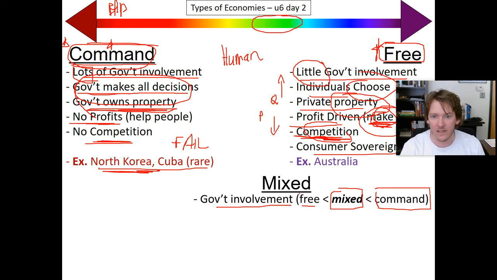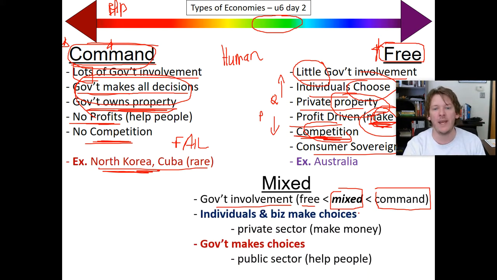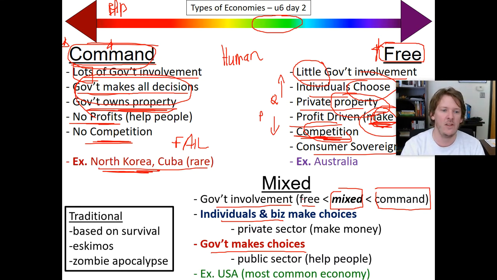In a free market, the government is free of restrictions. In a mixed economy, you have a mixture of people and businesses making decisions in that market, but also the government makes some decisions as well. It's called the public sector and the private sector. Again, this is the most common. This is what we have in the United States.